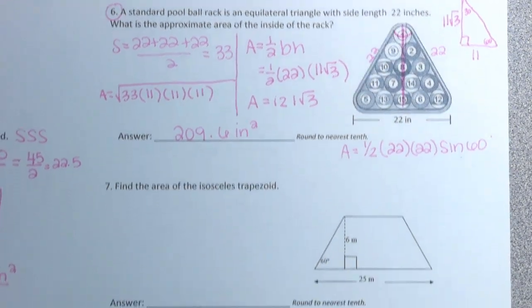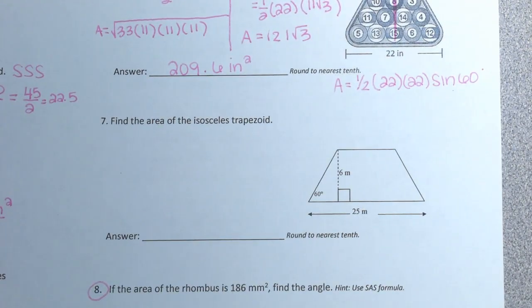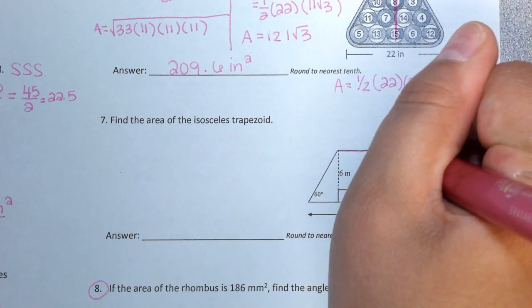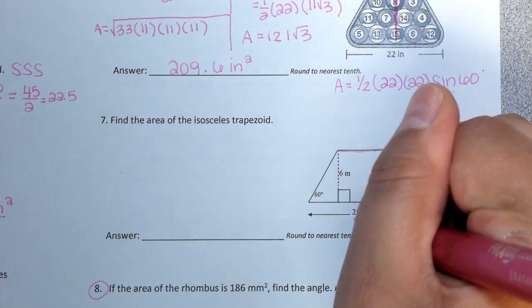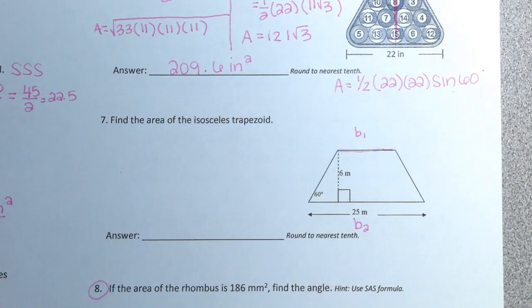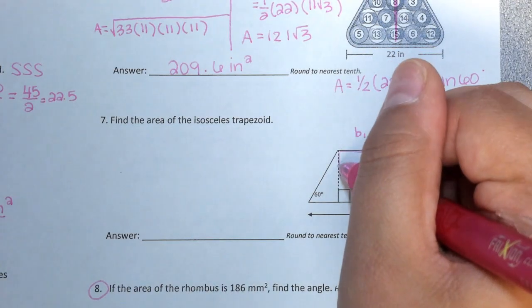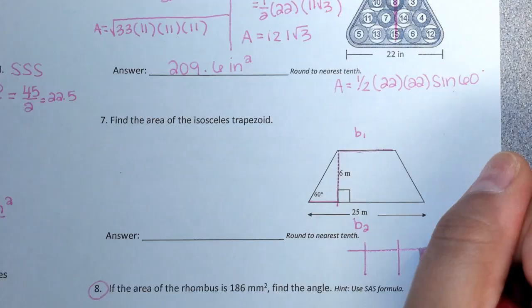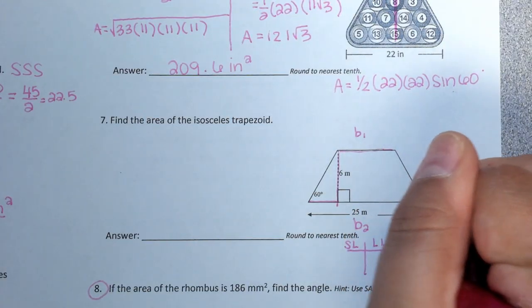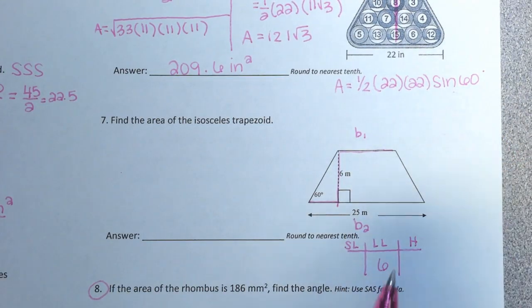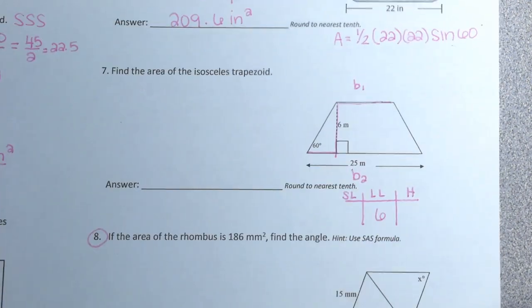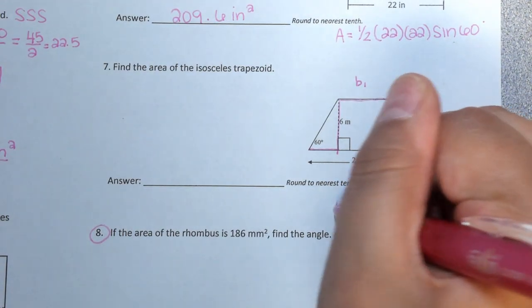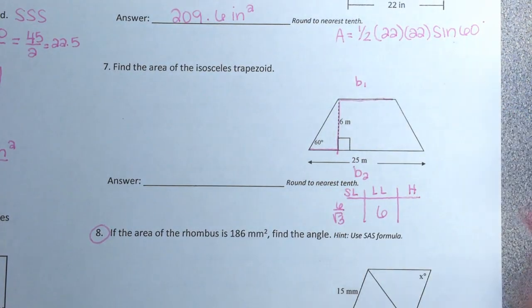Alright. Y'all did not ask about 7, but I'm going to go over real quick just one thing. How do I find this base right here? This is my base 2. How do I find my base 1 right here? It's a 30, 60, 90 triangle. What is this 60 right here? Do y'all agree that's my long leg? That's 6. So how do I go backwards to find the short leg? What is 6 divided by root 3?